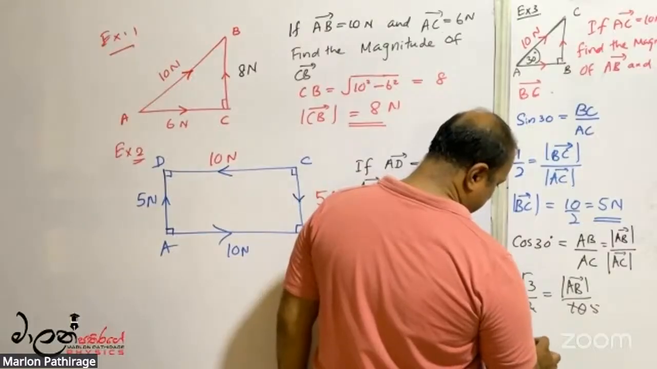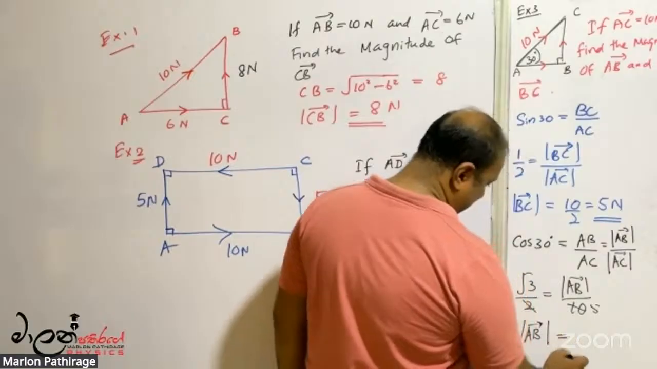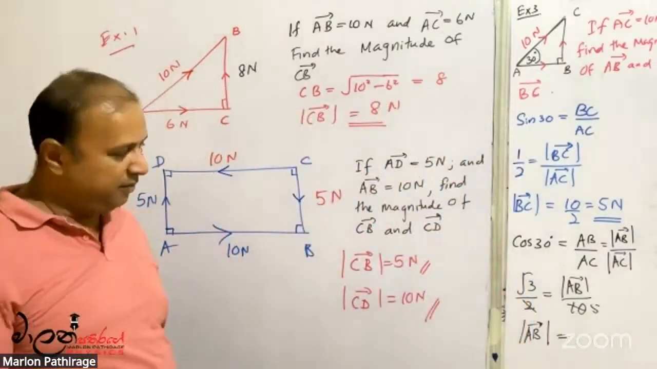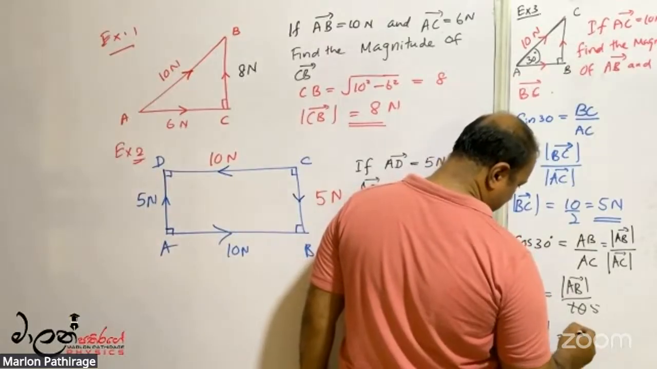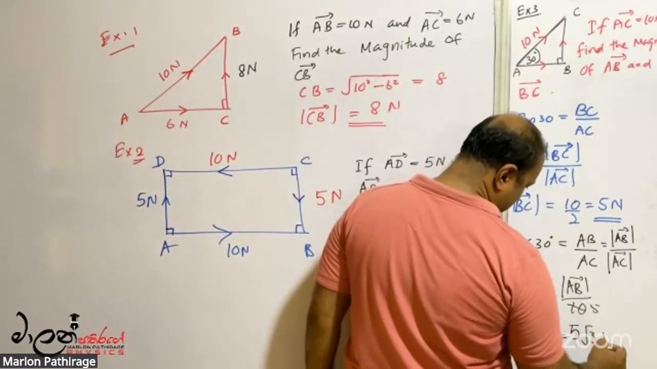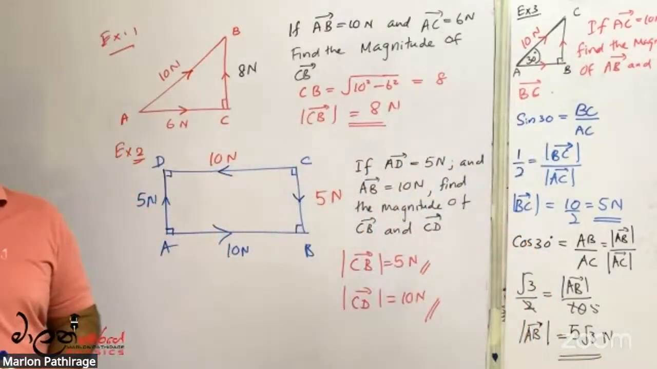So the magnitude of the AB vector is equal to 5 root 3. Did you get my point?